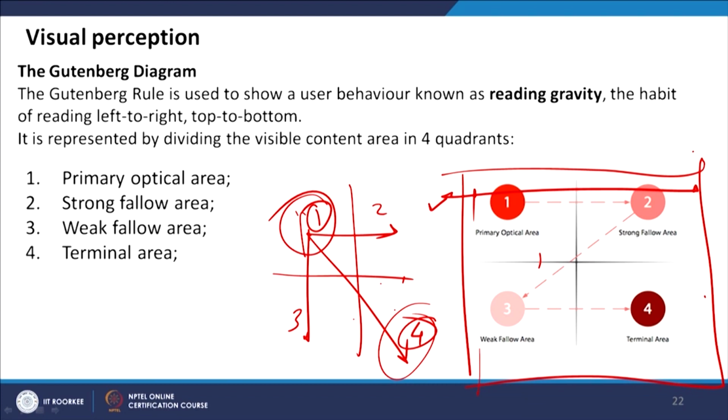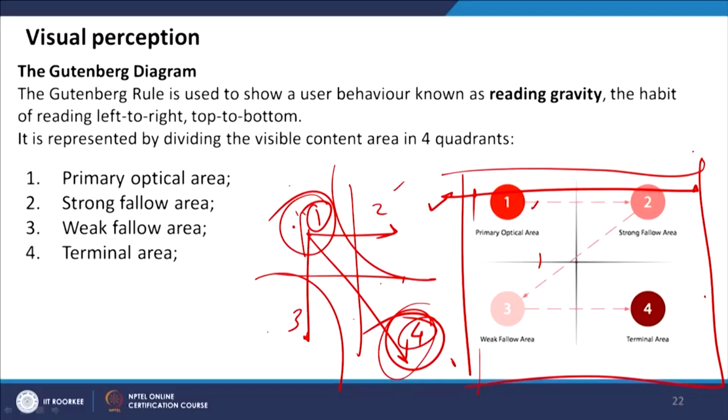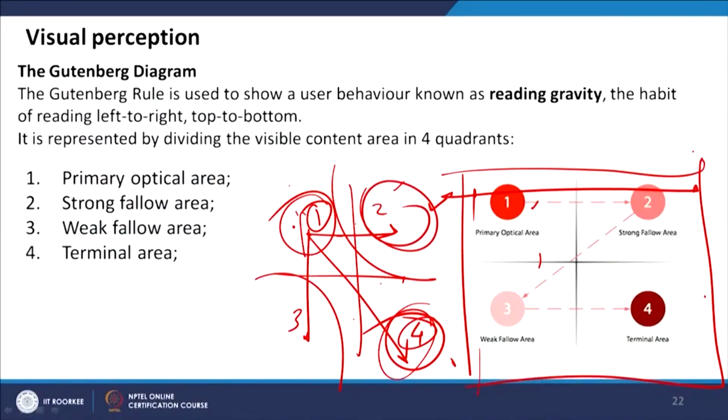So the primary optical area will be the first quadrant, and the next emphasis will be on the fourth quadrant, and the second and third quadrants will be less highlighted than the first and fourth quadrants. So the most important information should be given in the first quadrant, the next important information in the fourth quadrant, the next in the second, and the least in the third, because the first vector is from left to right, so the second will be more important than the third quadrant.